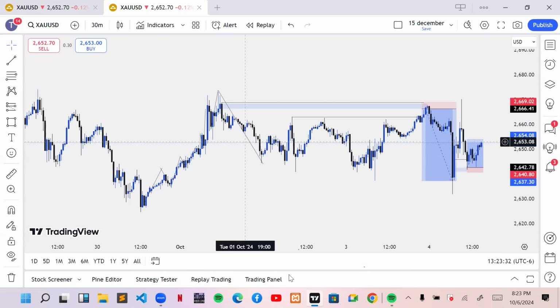Can you guys see my screen? I don't know what's wrong with the network, but I hope you guys can see my screen and hear me. Okay.